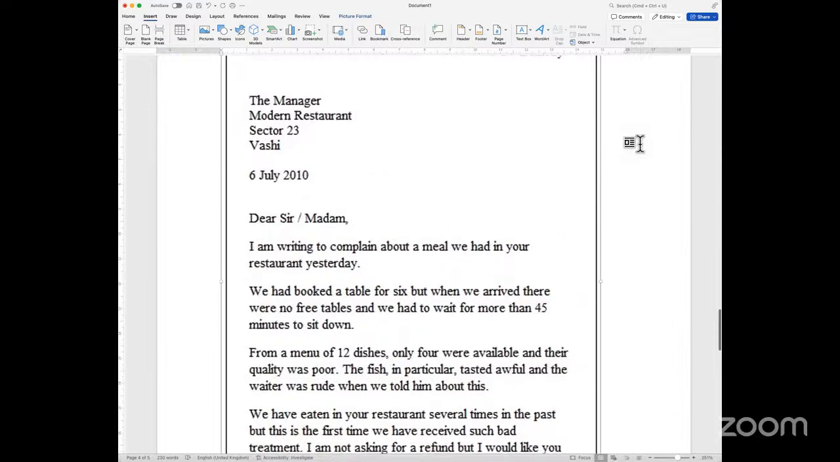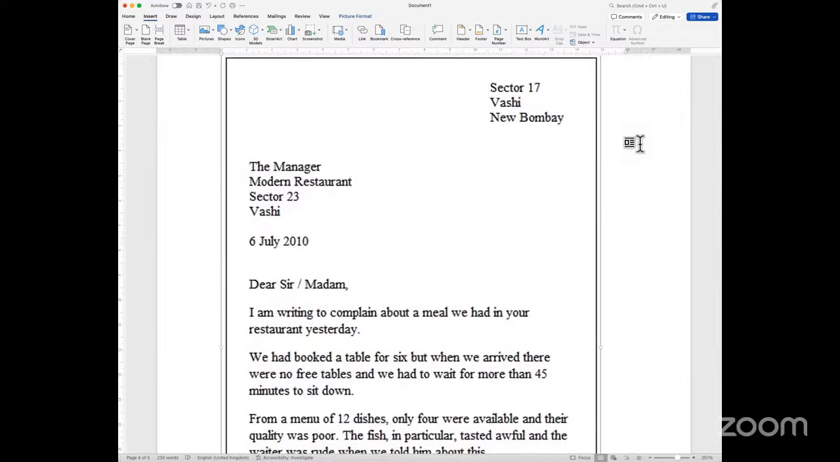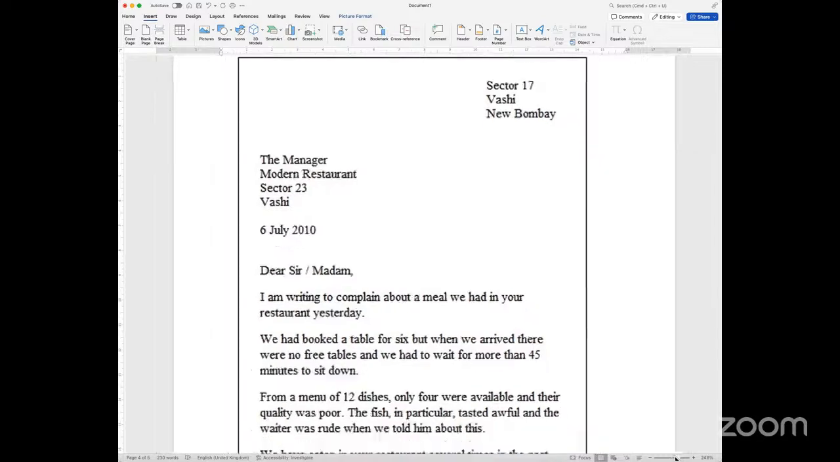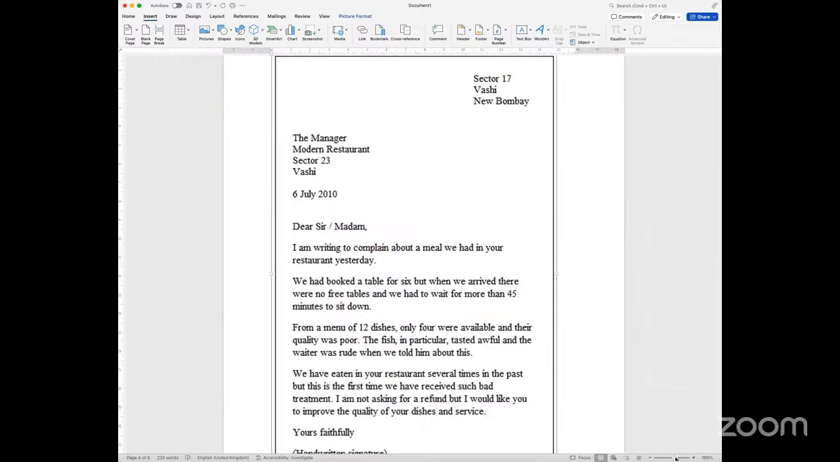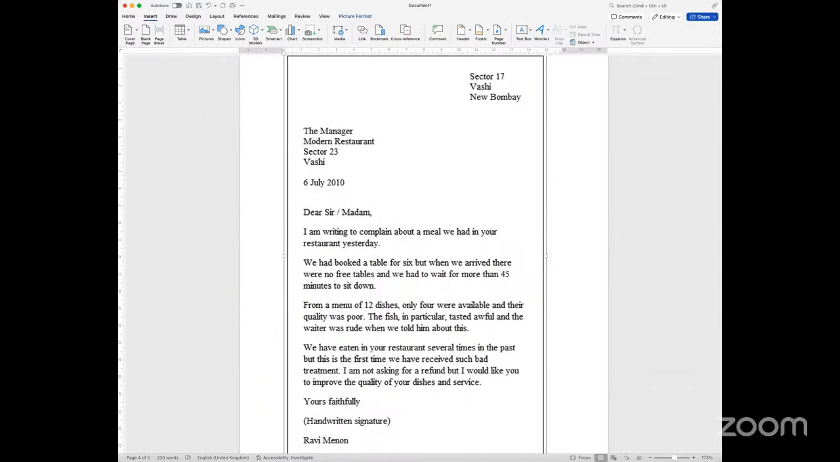Now, if you look at this letter briefly, what do you see? Is this a formal style of writing, or an informal style of writing? You can unmute your microphones and give me an idea of what you feel, is this an informal style or a formal style of writing a letter? The formal style. Formal. And what are the reasons why you identify that this is a formal style of writing?